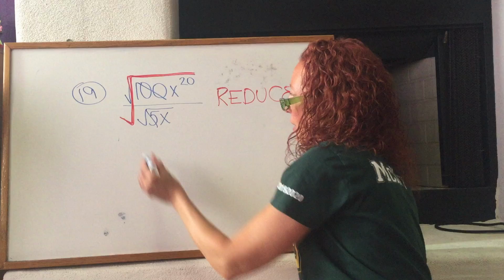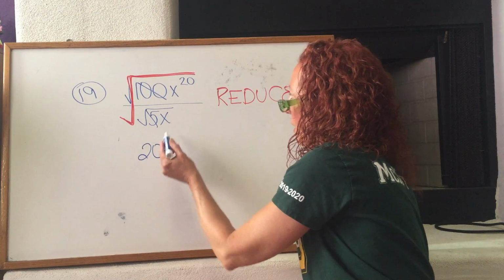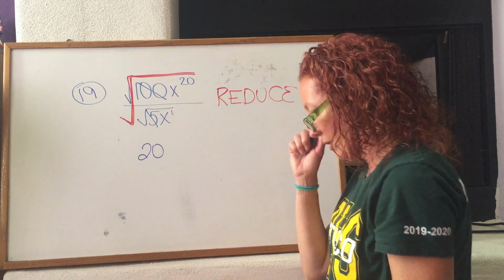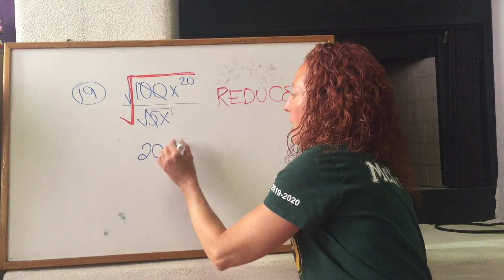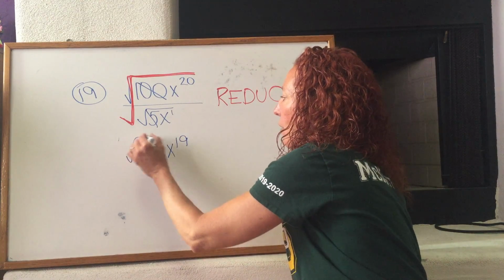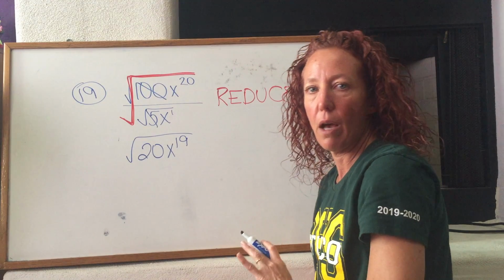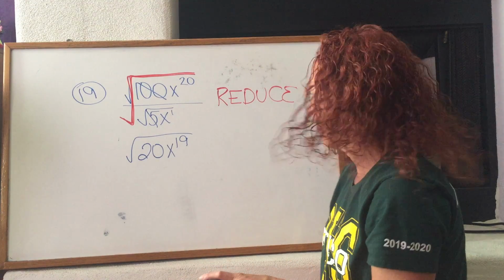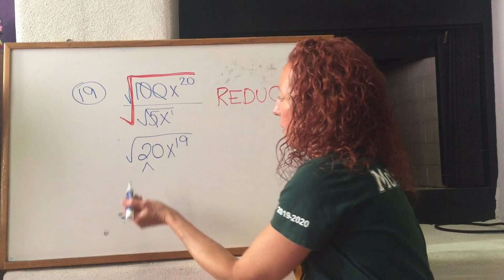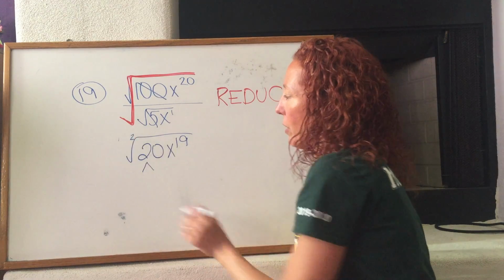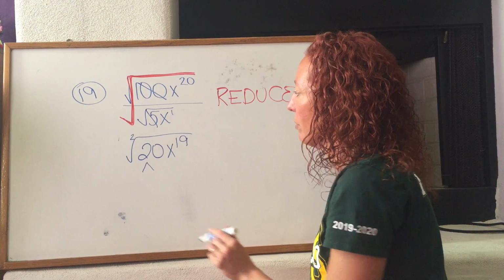5 goes into 100 20 times, and x to the first, x to the 20th, when I subtract those, I get x to the 19th. So now I no longer have a fraction. Rationalizing the denominator is off the table, and now I just need to simplify this. So it's just the normal square root. There's always that little implied 2 there.